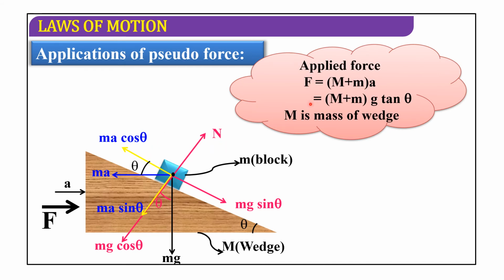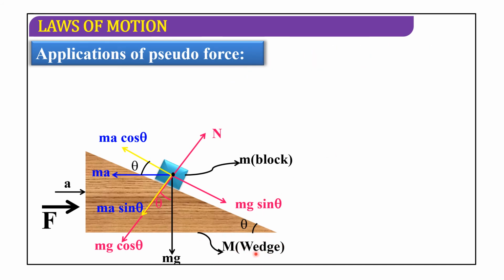So, applied force F is equal to (M plus m) times a, that is (M plus m) g tan theta, where M is the mass of the wedge.